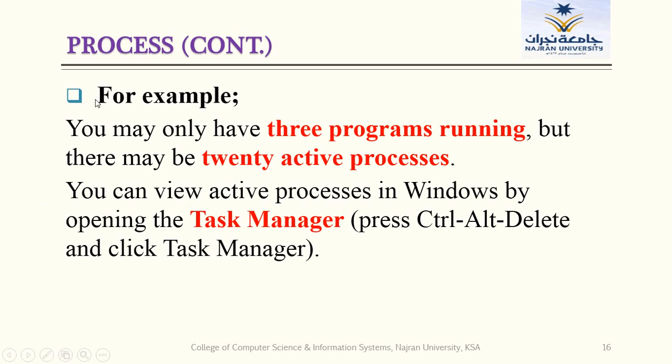Here is one example. You may have only 3 programs running, but there may be 20 active processes, as we have seen. So how can we check? By pressing Ctrl Alt Del and clicking on the task manager. In task manager you can find the details about the processes and how much CPU they are using, the percentage of CPU they are using, and so on.